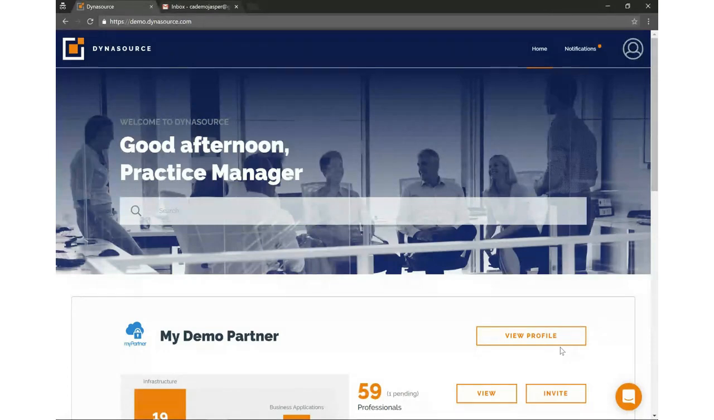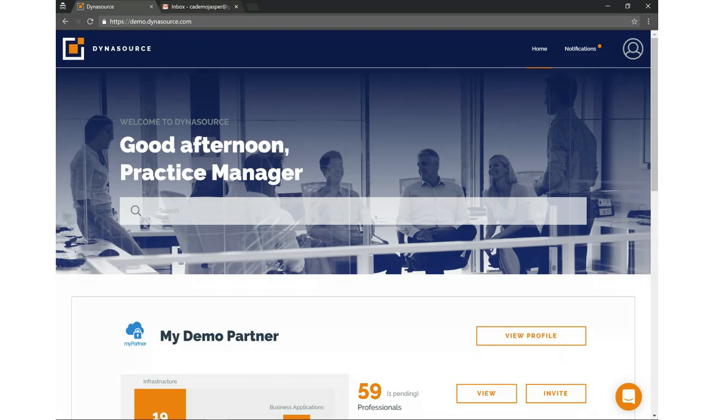We also have some roles from the vendor point of view. And there's a professional role. We'll not dip into the vendor part. We will dip into the professional part because we'll onboard a professional a little bit later. But for now, we start as a practice manager, and I'm the practice manager of a company called My Demo Partner, as you can see right here.